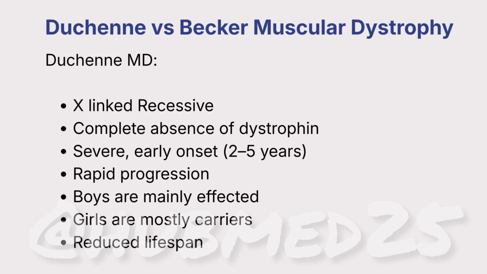Let's focus specifically on Duchenne muscular dystrophy. Duchenne is an X-linked recessive condition. There is a complete absence of dystrophin, which makes it the most severe form of dystrophinopathy. Symptoms begin early, usually between 2 and 5 years of age. The disease progresses rapidly. It mainly affects boys, while girls are usually carriers. Unfortunately, because of cardiac and respiratory involvement, Duchenne muscular dystrophy is associated with a reduced lifespan.